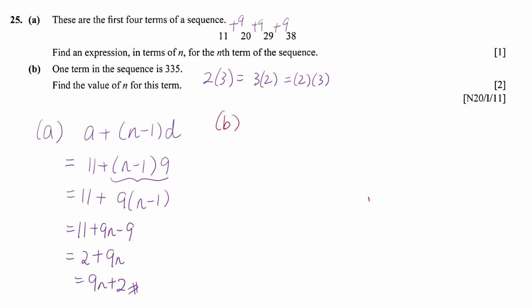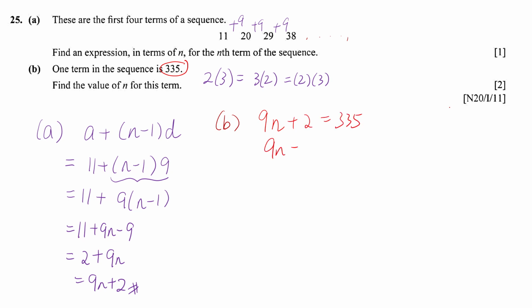Okay, let's look at part B. So part B, we are told that if you were to keep continuing to find all the terms, 100 of them maybe, one of them is 335. And we want to know which n represents the position, right? We want to know n is equal to what number, at what position is n to get this 335. So all we need to do is just to let 9n plus 2 give you 335.